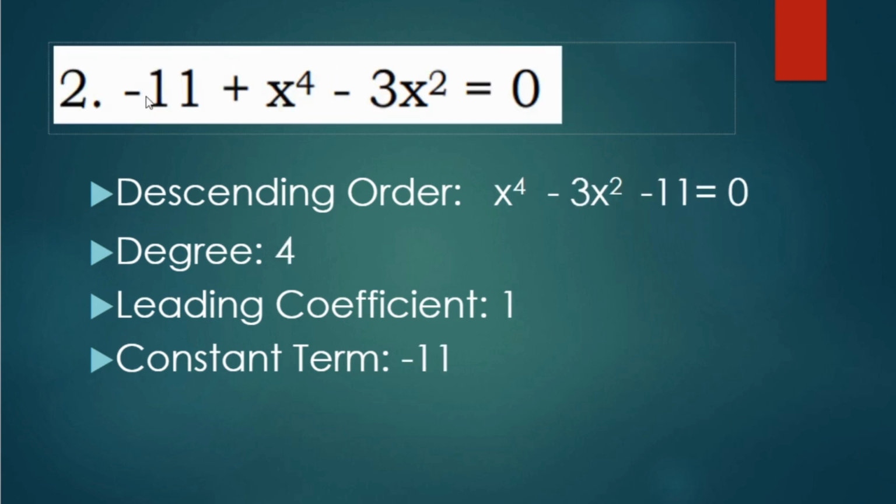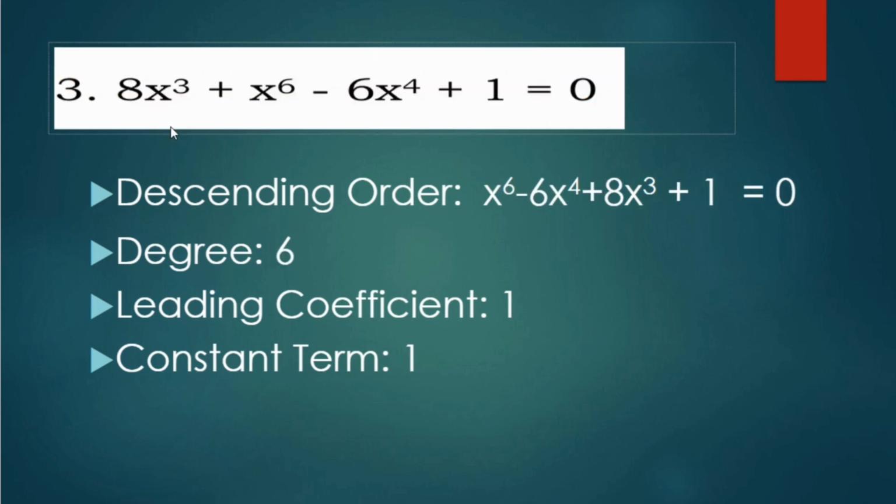Let's have number 2. We have negative 11 plus x to the 4th minus 3x squared equals 0. So in descending order, we have x to the 4th minus 3x squared minus 11 equals 0. In here, our leading term is x to the 4th. The highest exponent is 4. Therefore, that is our degree. The numerical coefficient of our leading term is 1. That is why our leading coefficient is 1. And our constant term, which is a number without any variable, is negative 11.